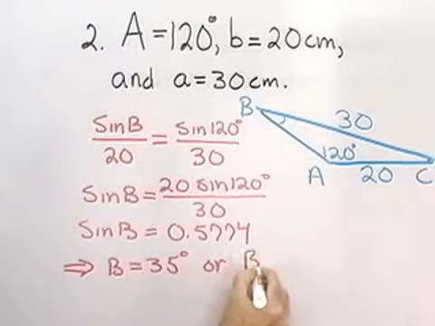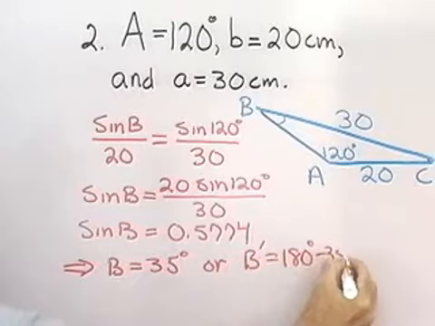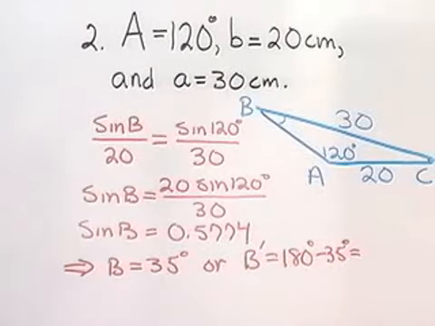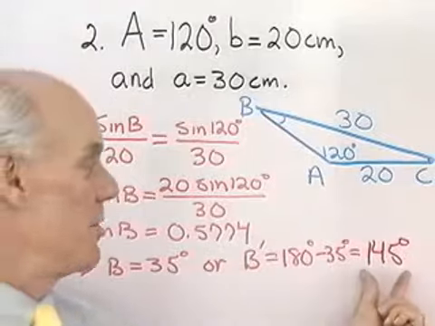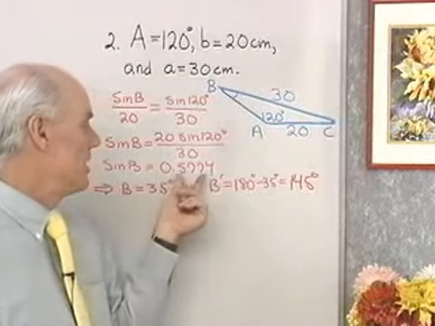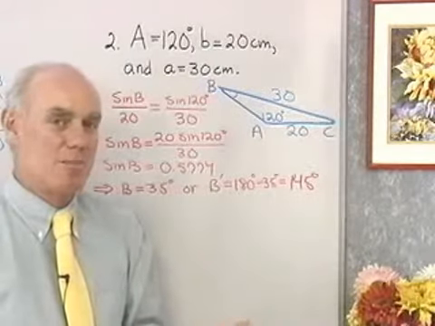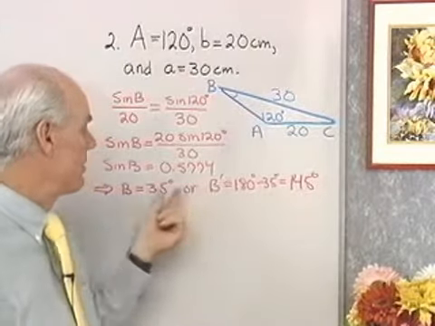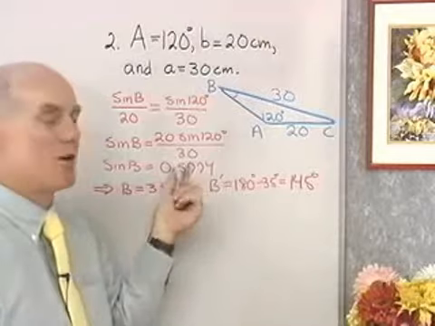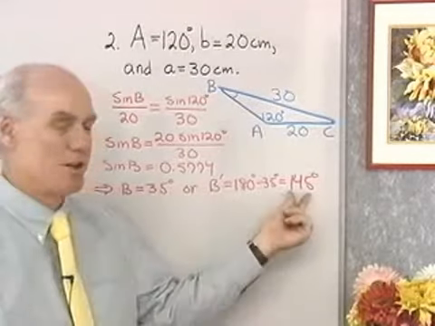Or I also have to include this possibility: B prime is 180 minus 35, which comes out to be 145 degrees. Now I have to include this possibility right here because sine B equals 0.5774, and angle B is an angle in a triangle, so it could be an angle between 90 and 180 degrees. Both 145 degrees and 35 degrees have a sine of 0.5774. So when I'm solving in a triangle like this, I have to include these two possibilities right here.